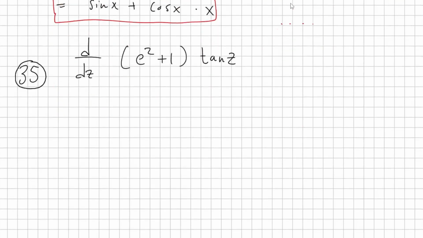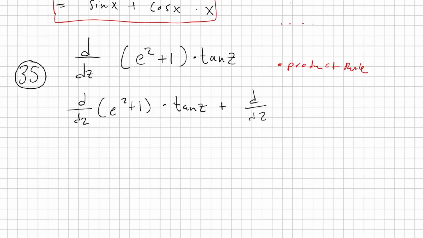Let's go down. Okay, so now we have the derivative of e to the z plus 1 times tan z. To do this, I would want to understand that it's product rule again. Look at that. That's pretty good for us. So let's use product rule one more time. It's going to be d over dz, the derivative of e to the z plus 1, multiplied by tan z, plus the derivative of tan z times e to the z plus 1.